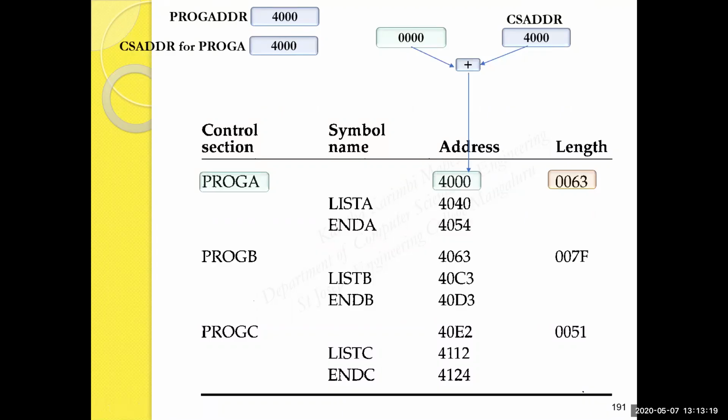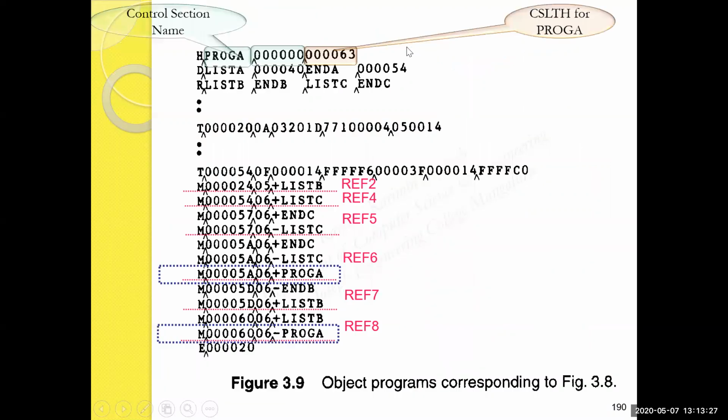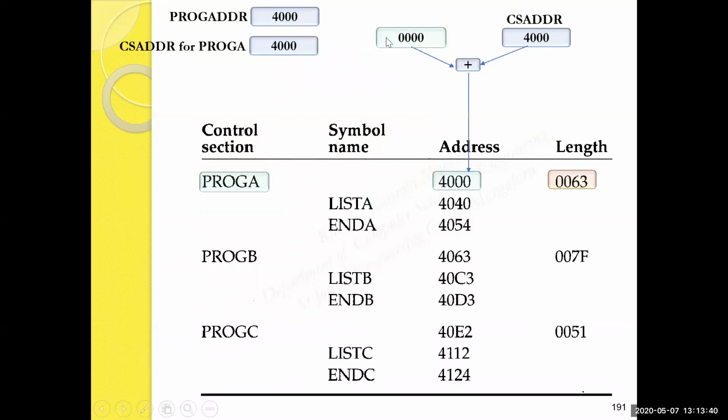When the header record is processed, the name of the control section is entered into the external symbol table. The name is program A, and the value in the control section is 0, but this is a relative address assumed for assembly purposes. The actual value can be obtained by adding the control section address for program A. So 0 plus 4000 is 4000, which is entered into the external symbol table along with the length.